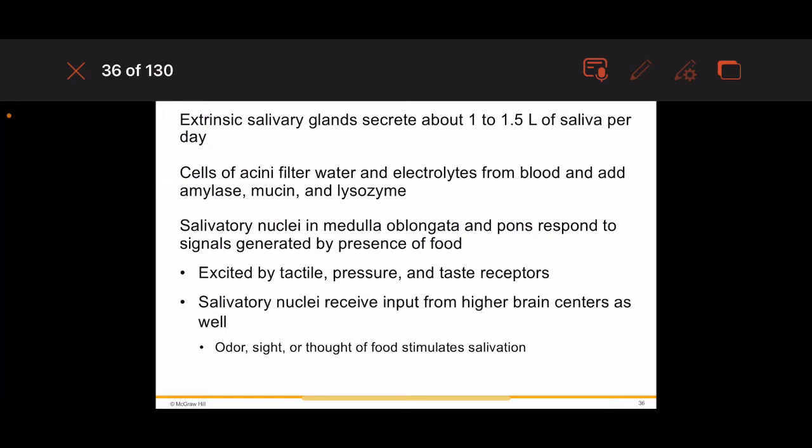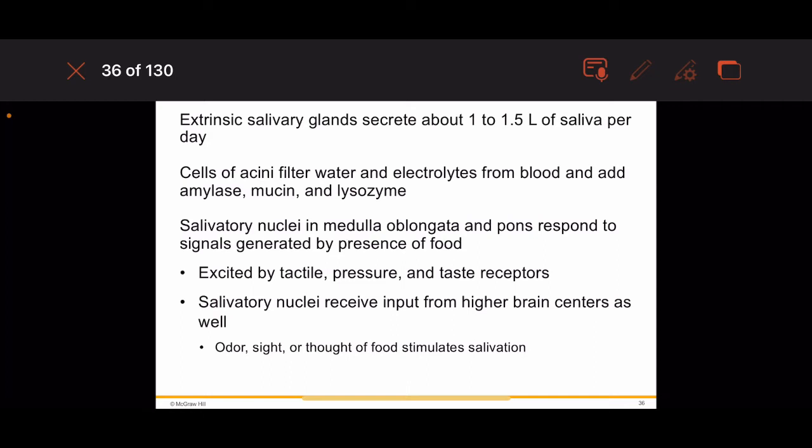Extrinsic salivary glands, you have a lot of saliva all day long. If you're not swallowing about 1.5 liters per day, maybe drink some water, right? It's the dry mouth situation. So we'll talk about specialized cells that are going to filter water, the acini cells, and electrolytes from the blood. They're going to take the plasma component of blood, and they're going to be very selective, and they're pulling higher amounts of water for sure. And they're going to add in the enzymes that they need in order to start this process on the chemical level.